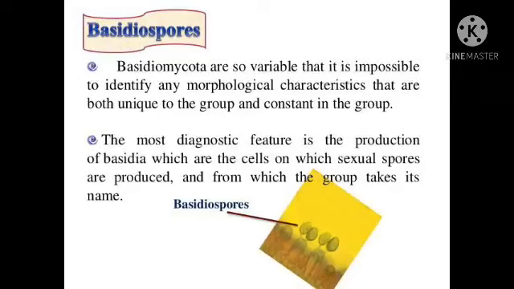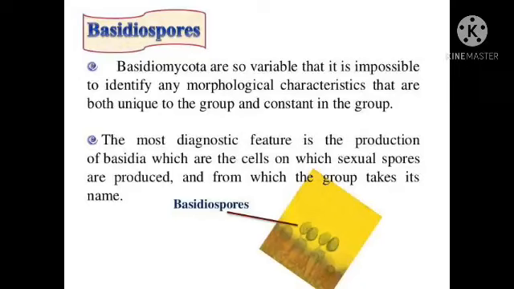The most important member of this Basidiomycetes is mushroom, the edible fungi. But some of the members of this group cause the worst plant diseases like rust and smut. Some of the examples are Agaricus, Amanita, and Puccinia, which causes rust disease in wheat.